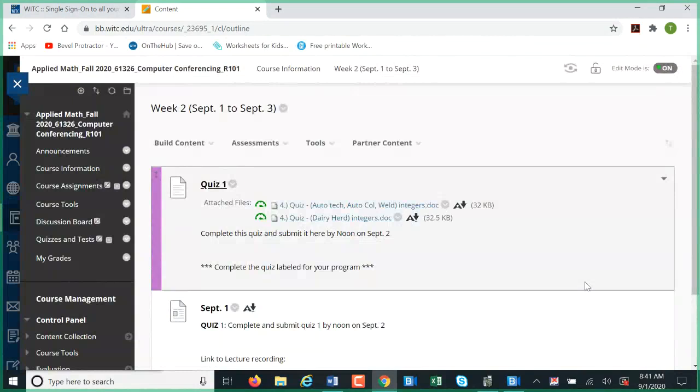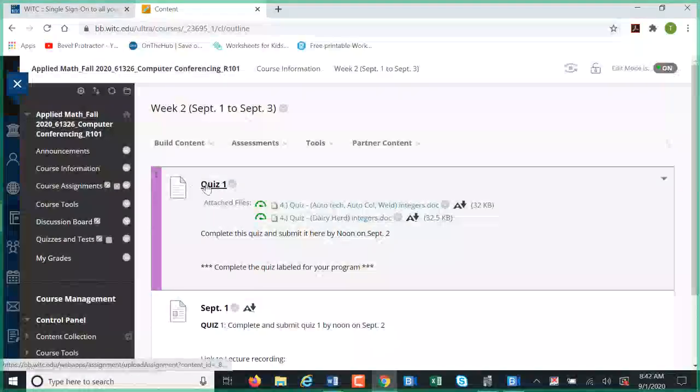I'm also on Dairy Herd. Yep, so you would click the Dairy Herd one as well. The rest of you in auto tech or welding will do the other one. Same problem, same numbers, just different wording, so it makes more sense to your program a little bit.